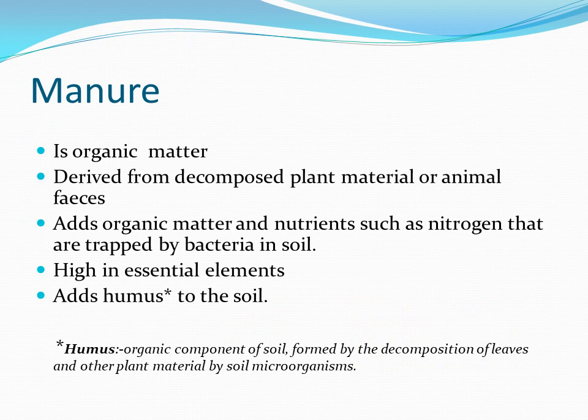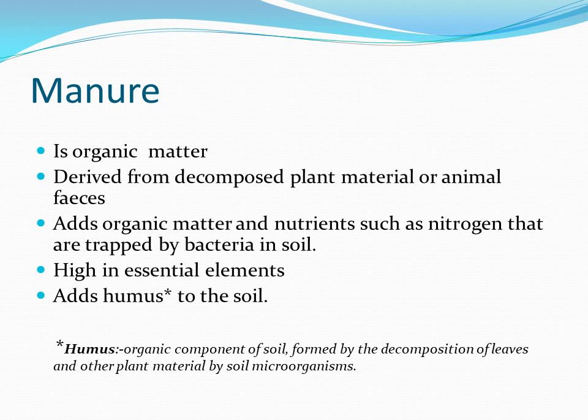Now, manure. What is this manure? This manure is an organic fertilizer. It is itself an organic matter which is derived from the decomposition of plant material or animal feces. Now, what does this manure do? This manure adds organic matter and nutrients such as nitrogen to the soil. This nitrogen is trapped by the bacteria present in the soil, from which then this nitrogen is available to the plants. This manure is high in essential elements and it also adds humus to the soil.